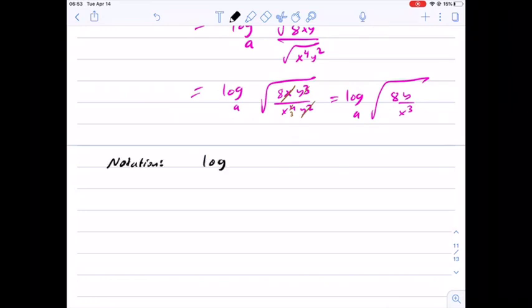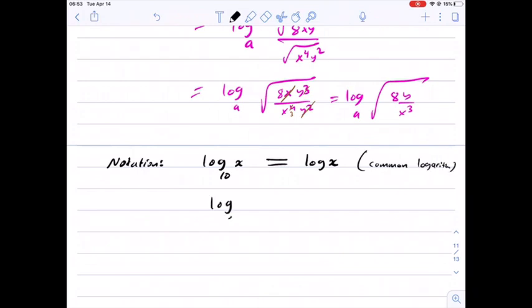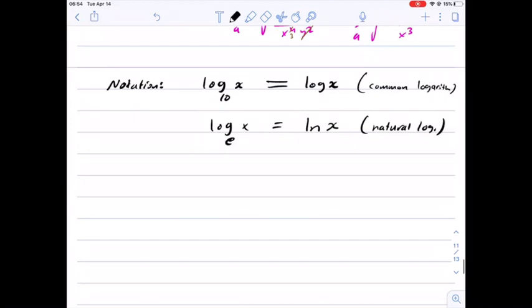Now we have some notation. If we have log base 10 of x, this can be written as log of x. We don't need to write the base. This is called the common or usual logarithm. And if we have log base e, the number e, of x, we don't need to write log base e. We replace it with ln of x. This is the natural log. So if you see ln of x, that means log base e of x.